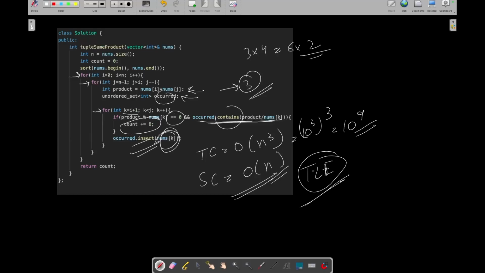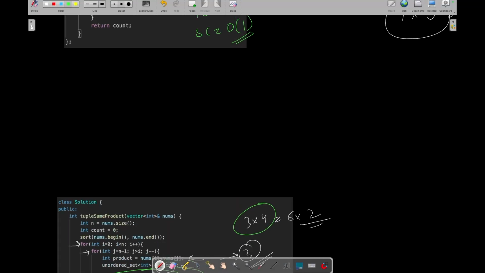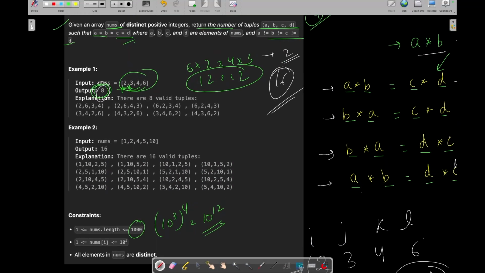Okay. So now we will also need to optimize this nested loop. It means we can just calculate the product of two numbers only, right? Okay, so let's see if we can solve this problem by just calculating the product of two numbers.